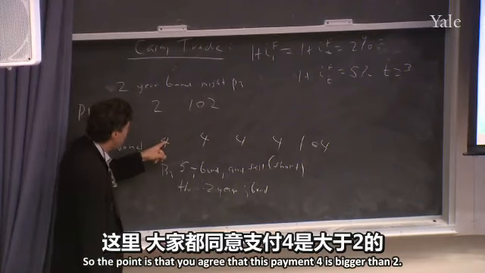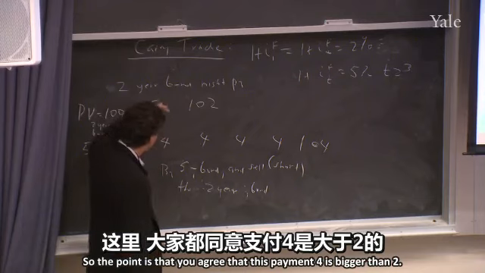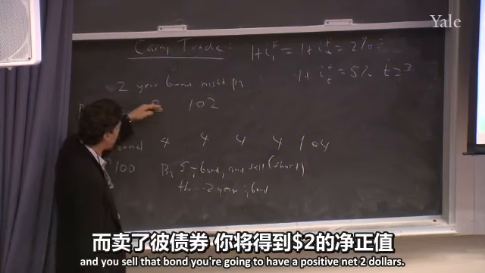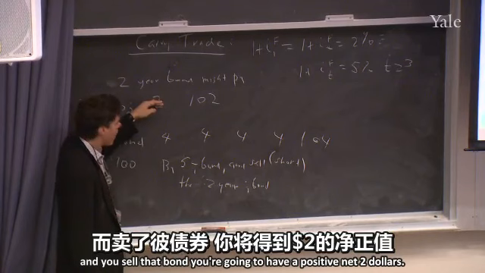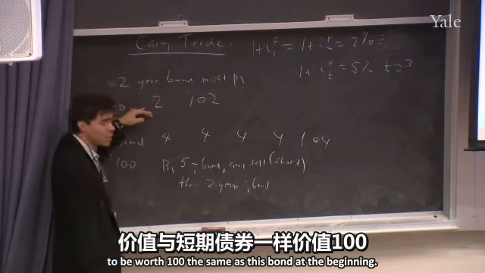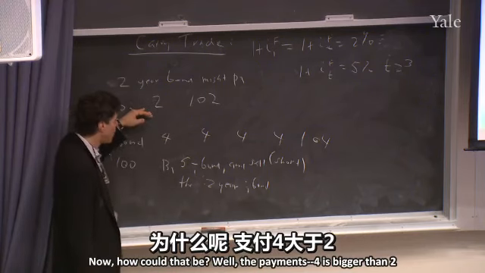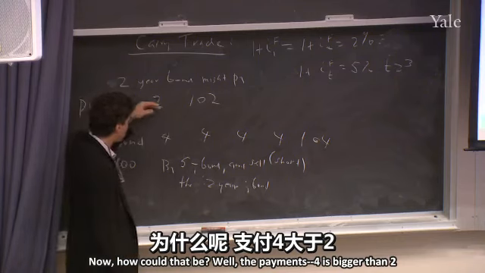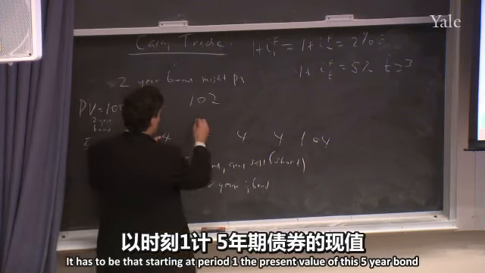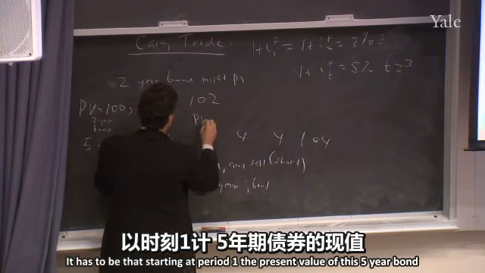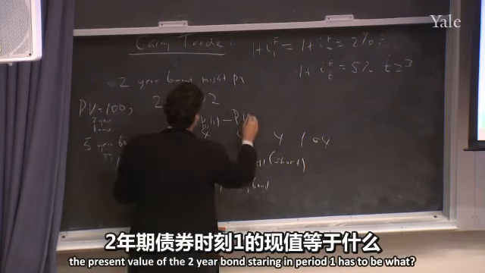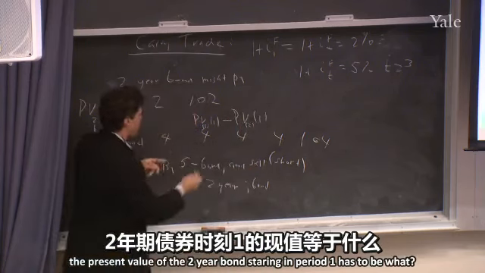So the point is that you agree that this payment 4 is bigger than 2. So the first year, if you buy this bond and you sell that bond, you're going to have a positive net $2. However, it's perfectly possible for this whole bond at the beginning to be worth 100, the same as this bond at the beginning. Now, how could that be? Well, the payment 4 is bigger than 2, so how could this whole thing have a higher present value than this thing? It has to be that starting at period 1, the present value of this 5-year bond, in period 1, minus the present value of the 2-year bond starting in period 1, has to be what?